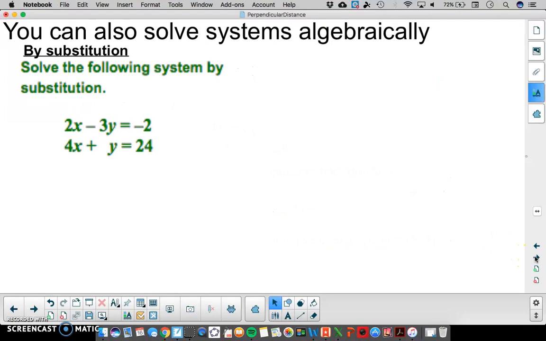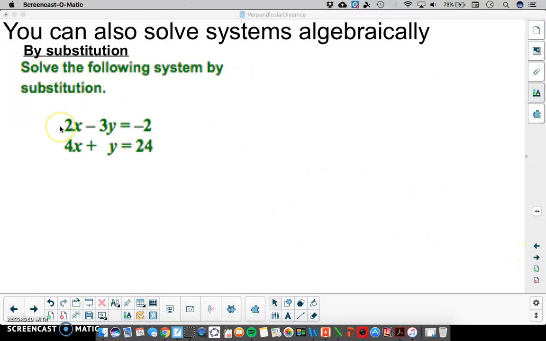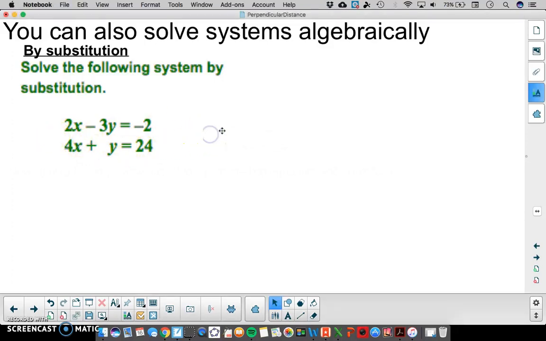We can also solve by substitution. Given these new equations, 2x minus 3y equals negative 2, and 4x plus y equals 24, I can use that second equation to solve for y and get y equals negative 4x plus 24. Now I can plug that in for y in the first equation.